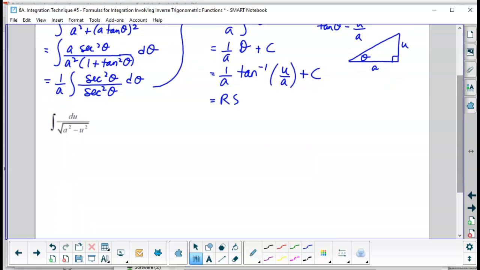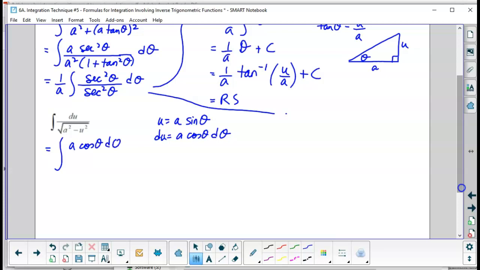Now we have an a squared minus a u squared, so now we can use sine or cos. I'm going to use sine, just because the derivative of sine is cos, so we don't have to deal with negatives. So I'm going to let u equals a sine theta. So du equals a cos theta d theta. So that's going to be a cos theta d theta over the square root of a squared minus a sine theta all squared.